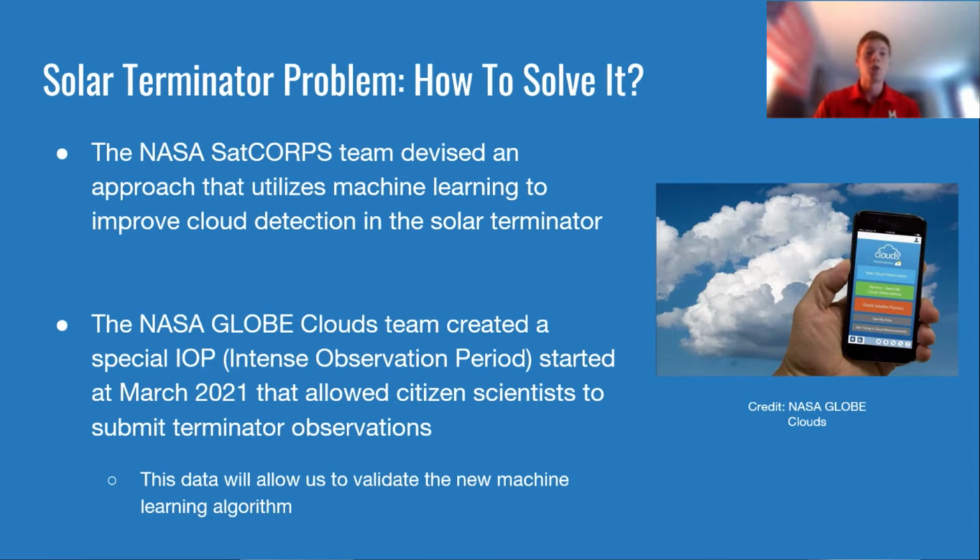So how do we solve this? So both the NASA SatCORPS team and the NASA GLOBE Clouds team offered solutions in order to help solve this problem. So what the Globe Observer app allows citizens to do is contribute to different problems that NASA needs help solving. So for this specific one, during the terminator hour, citizens could go outside and they would be prompted to take photos of the clouds from the 4 cardinal directions as well as up and down, and they would report variables such as cloud cover, sky visibility, and cloud type. And this data will then allow us to validate the new NASA SatCORPS algorithm.